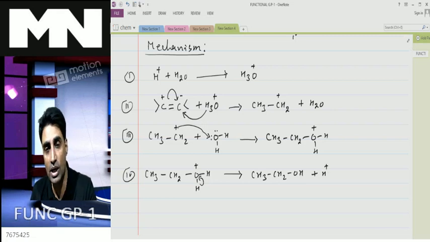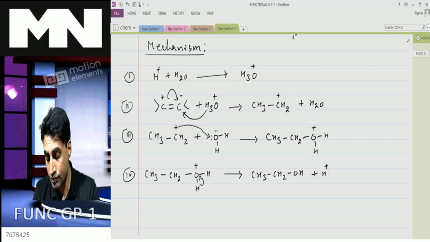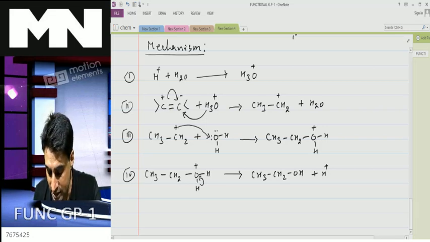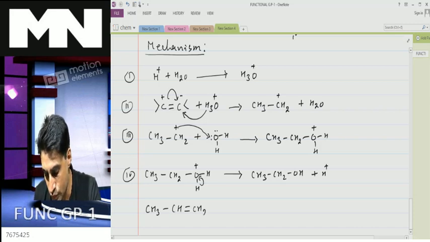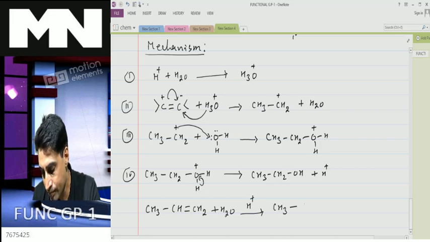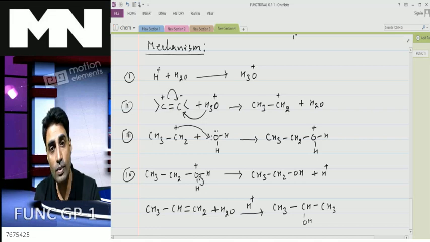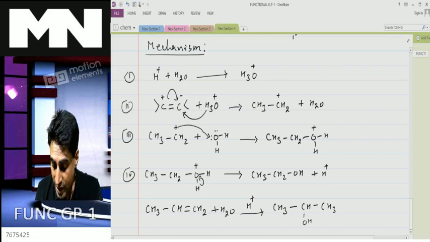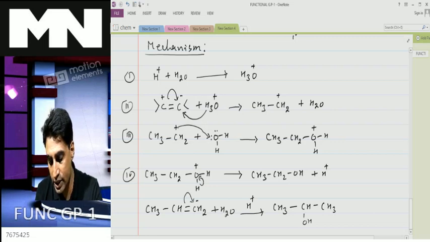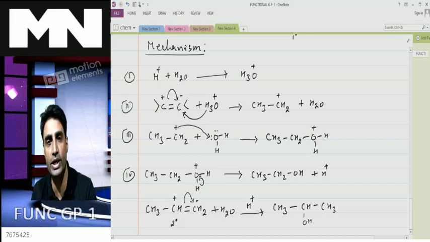As far as this hydrolysis is concerned, it moves in accordance with Markovnikov's rule. Suppose I have an alkene like CH3CH double bond CH2 plus H2O in the presence of H positive, definitely I will get isopropanol. I will get this compound. Now how does it happen? The pi electrons are going to move toward this carbon only. This carbon will acquire a positive charge because you know that a 2-degree carbocation is always more stable than a 1-degree.